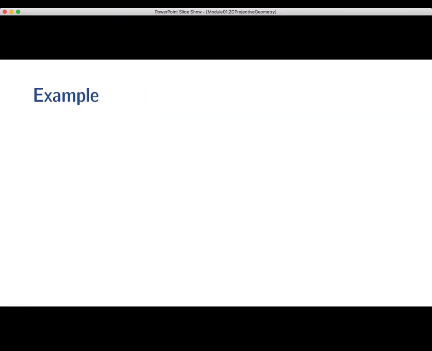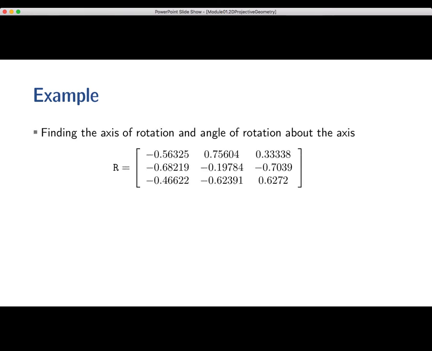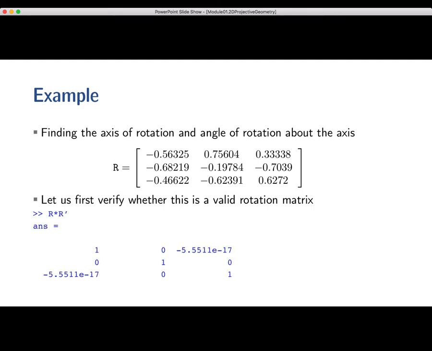I'll show everything we did about rotation matrices by some examples, so it's concrete. This is my rotation matrix. I typed it in MATLAB and got that rotation matrix. So first, I'm writing MATLAB code. First, I will verify whether this is a valid rotation matrix or not. How do I do that? I just do R times R transpose. The prime symbol means transpose. So when I did R times R transpose on this matrix, I got this.